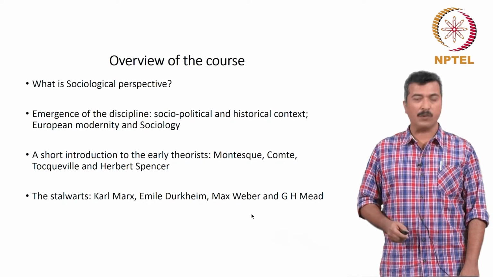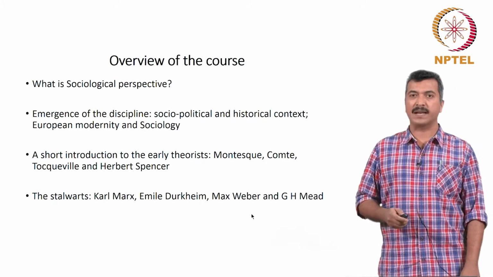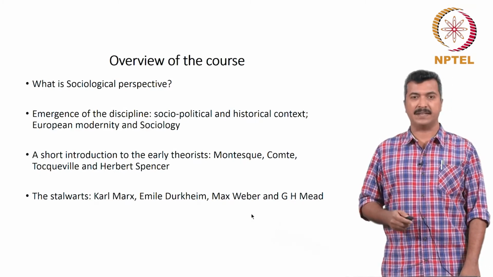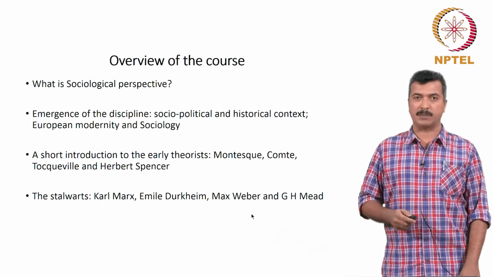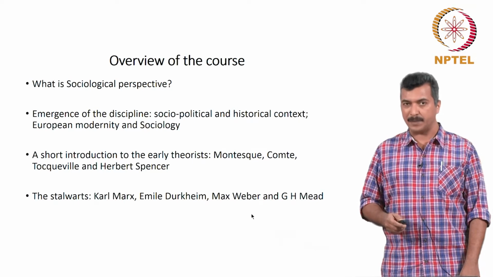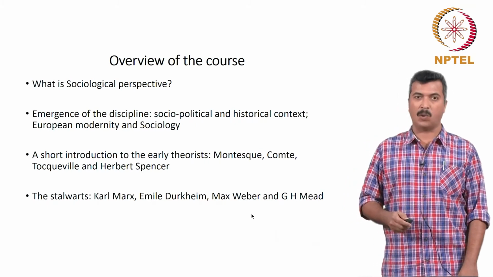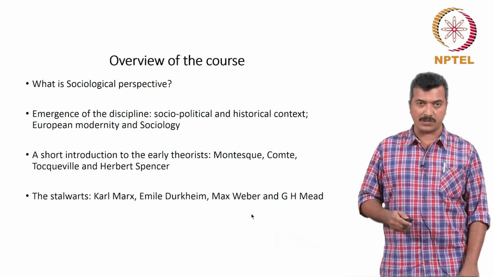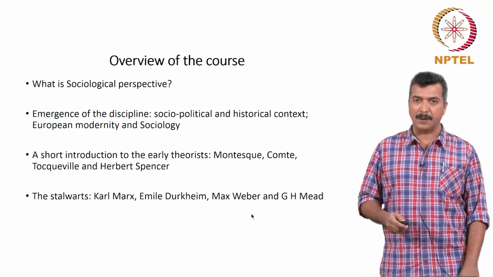And in the following weeks, we will have a rather lengthy discussion on the very specific socio-political and cultural context that gave birth to this particular discipline in the 18th and 19th centuries of Europe. We would also look at some of the early theorists, especially Montesquieu, Auguste Comte, Tocqueville, and Herbert Spencer. In the following weeks, we will have much more detailed discussions on some of the most important scholars of sociology, widely known as the stalwarts of sociology: Karl Marx, Emile Durkheim, Max Weber, and George Herbert Mead.